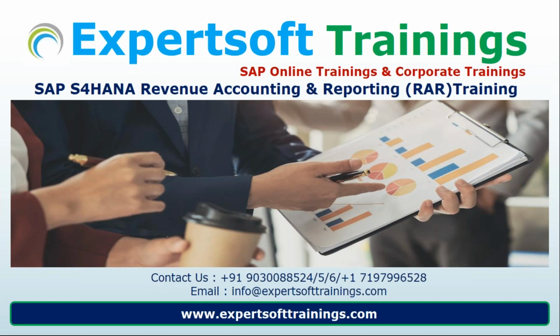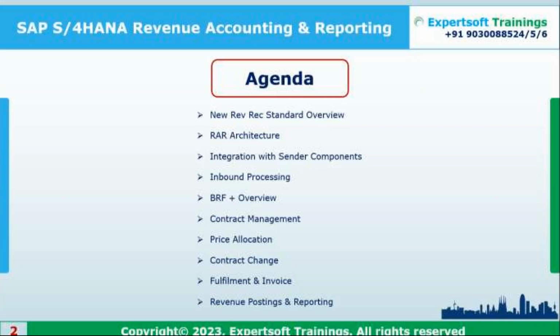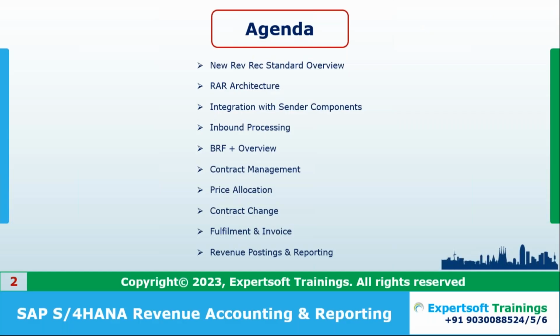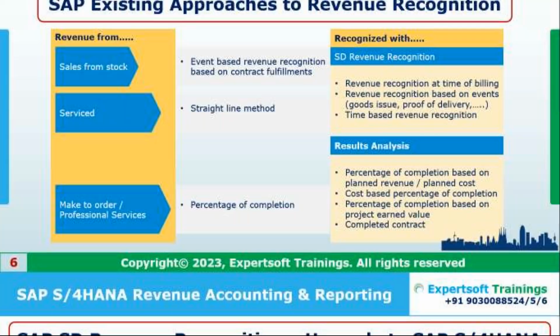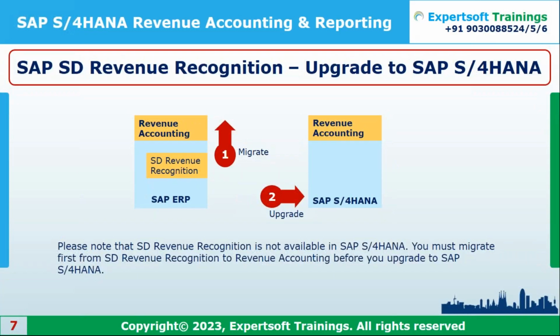Earlier there was SD, right? In the ECC system, SD RAR was there. Now SAP has moved from SD RAR to S4 HANA RAR. This is the journey. SAP has upgraded SD revenue recognition to the SAP S4 HANA RAR module, and BRIM is tightly integrated with RAR, and that is why it has become a very hot cake on the market.